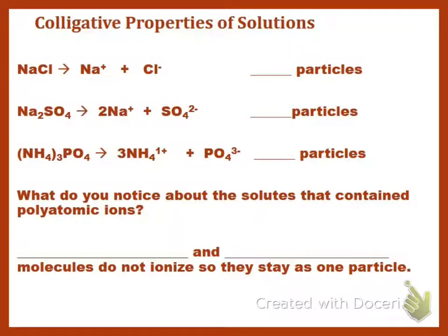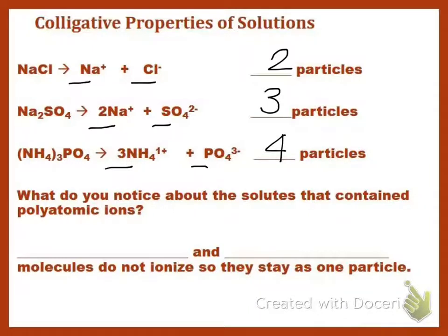Okay, so let's talk about how we determine the number of particles, because that's going to be important for the calculations in colligative properties. If it's an ionic compound, remember when we dissolve ionic compounds in water, they break apart. So this is going to have 1 plus 1 is 2 particles. When sodium sulfate breaks apart, 2 plus 1 is 3 particles. 3 plus 1 is 4 particles for ammonium phosphate. That's all we're doing is adding up how many particles.